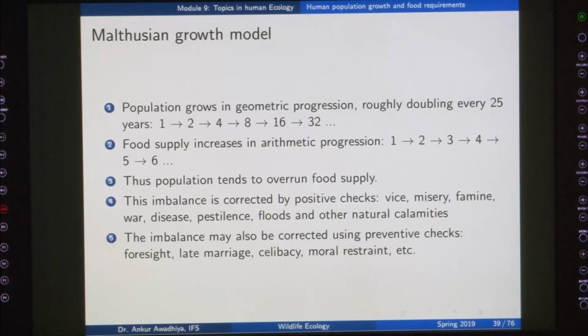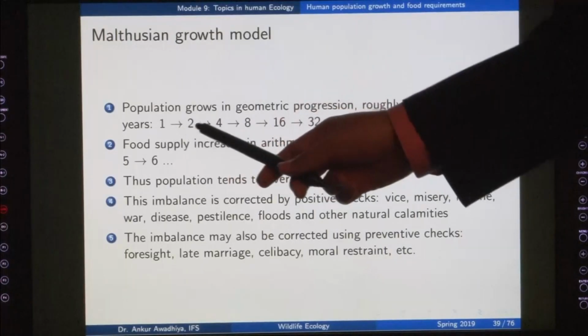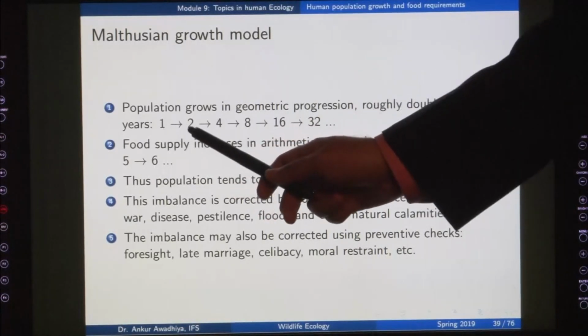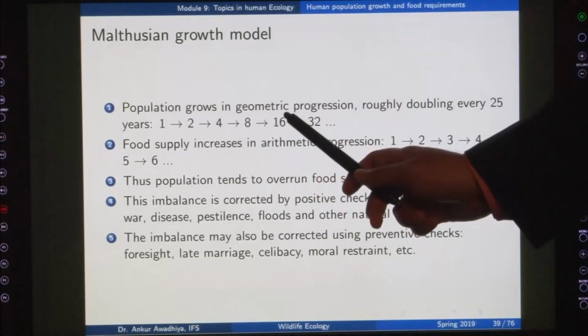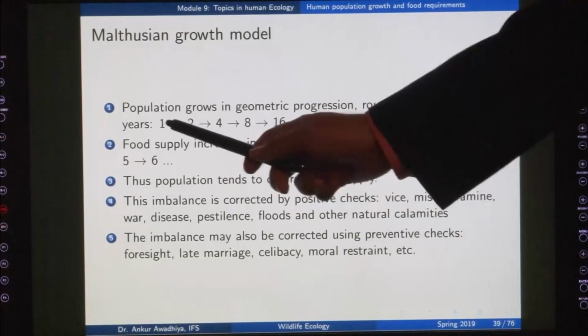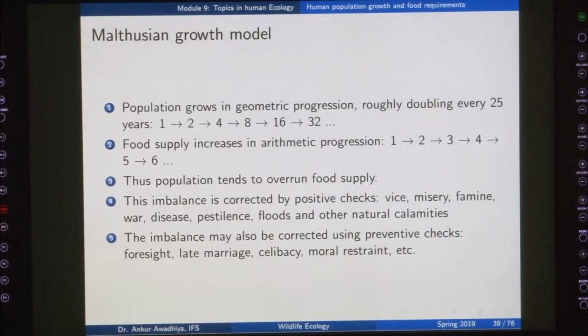So, if you have say 1 million people somewhere, from 1 million in 25 years it will become 2 million, then in the next 25 years it will become 4 million, then 8 million, then 16 million and 32 million and so on. So, if we see, this is 25, 50, 75, 100, 125. So, in 125 years it has moved from 1 to 32.